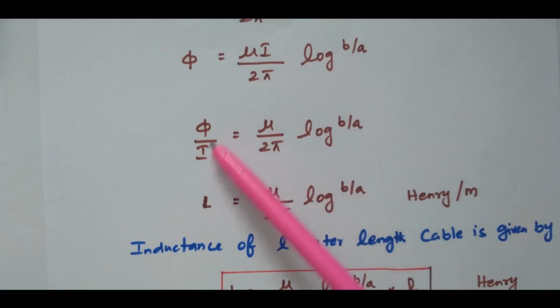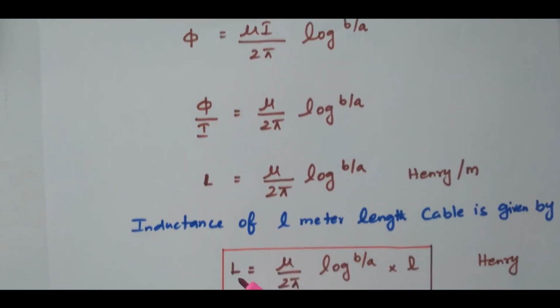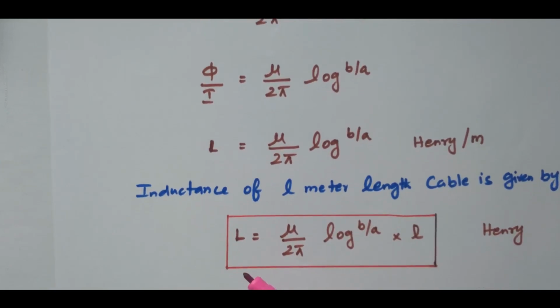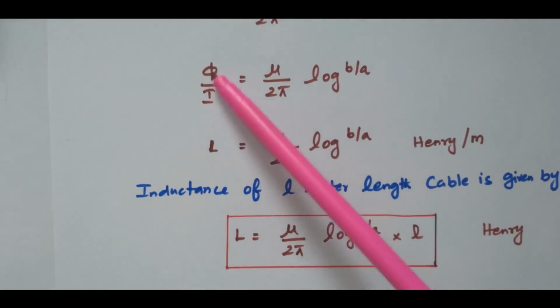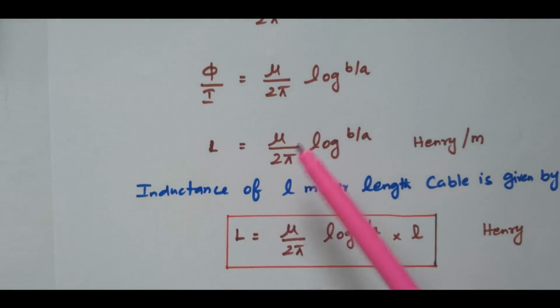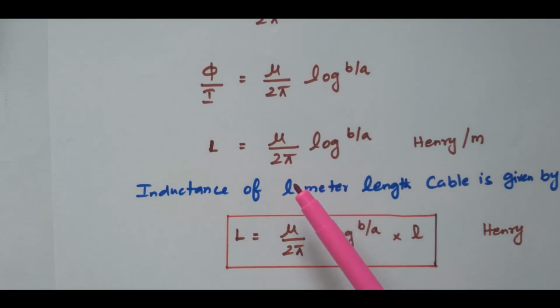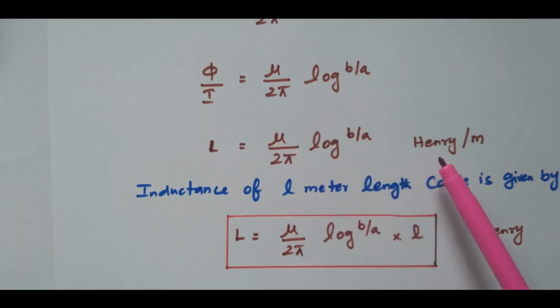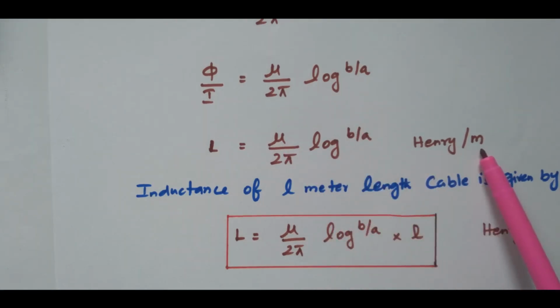Right? What is phi divided by I? Phi divided by I is nothing but inductance. Already we discussed that. L equals n phi by I. Here n is 1, so it is phi by I. Phi by I can be written as inductance, that is mu divided by 2 pi log b by a. So the final expression for the inductance of this underground cable is mu divided by 2 pi log b by a. The unit is Henry per meter, because we consider 1 meter length of cable.